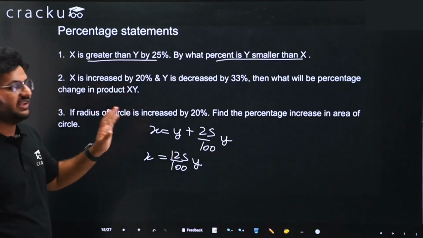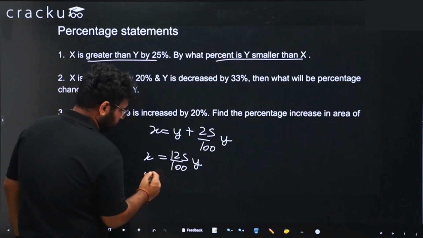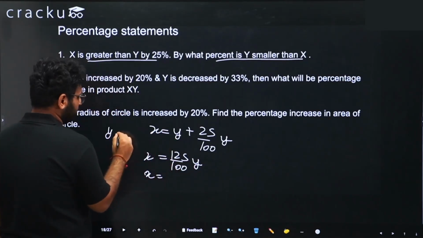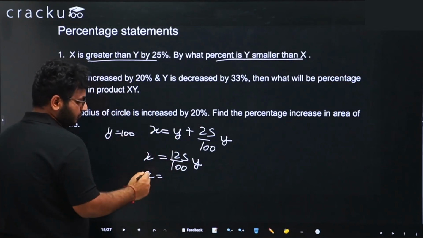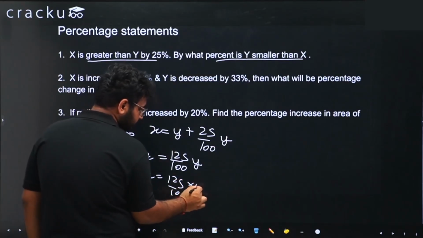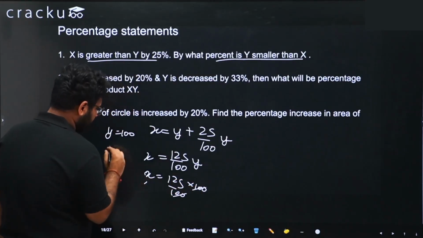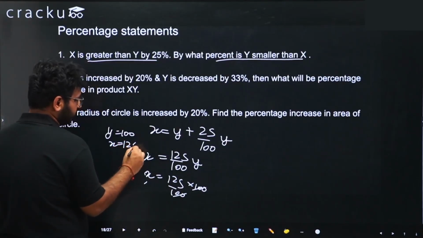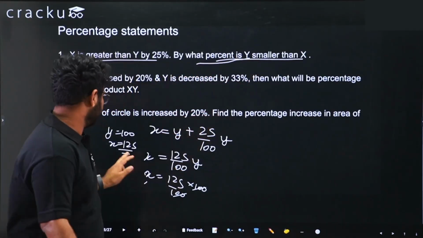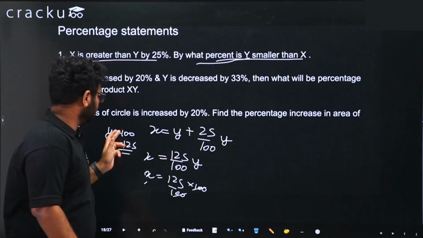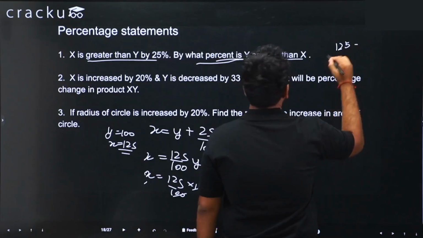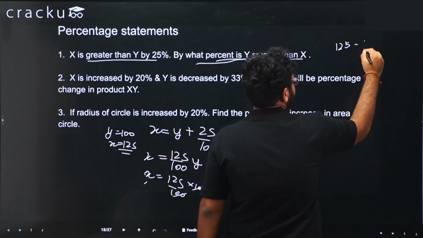So let us assume Y to be 100. If Y is 100, X would be 125 by 100 into 100. So X would be equal to 125. Now it is asked, by what percent is Y smaller than X? So it is a decrease, 125 minus 100.